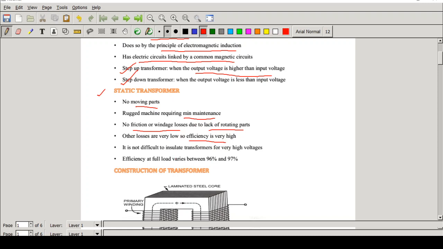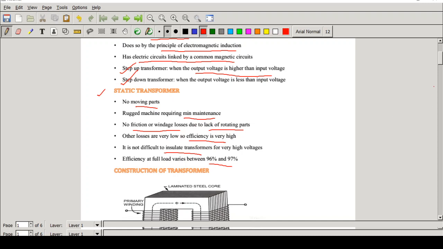Okay. Now again, regarding insulating the transformer, there are different methods which can be used for insulating transformers. Okay. And you can get up to 96 to 97% efficiency. So when comparing with DC generators and DC motors, in transformers you can get very high efficiencies. The reason is there are no moving parts and thereby the losses are reduced.